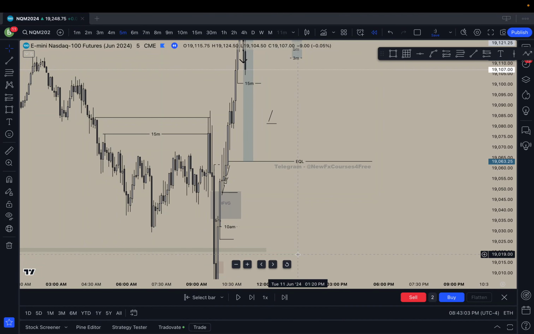Low-key might do that for my fun. So basically, target a higher time frame liquidity sweep paired with inversion, targeting fair value gaps. Yep.